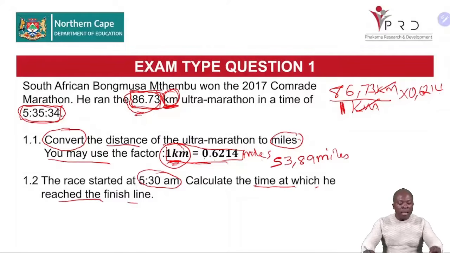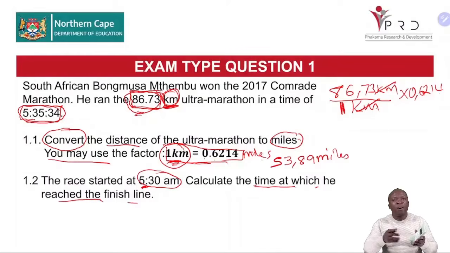So he is saying the person, Bong Musa, ran the whole race using what? 5 hours, 35 minutes, and 34 seconds. And he says that they started the race at what time? 5:30. So what we have to do then is to add the time. Are we together? We are doing what? Add the time. Because we have our calculators, we can easily press the values on our calculators.